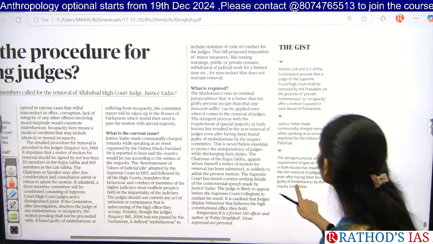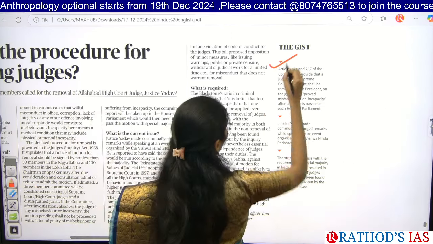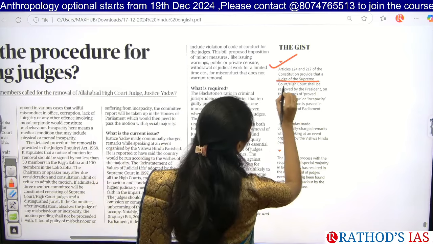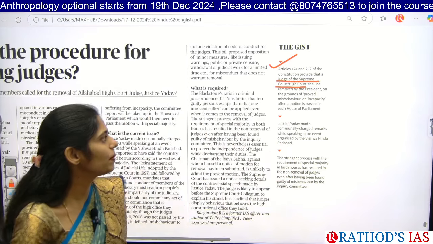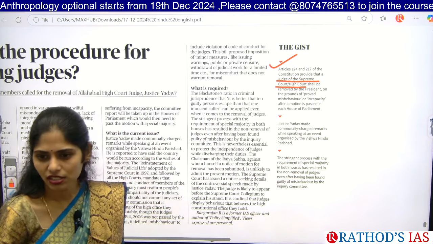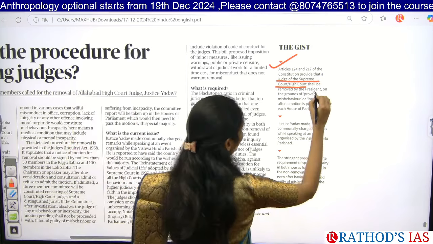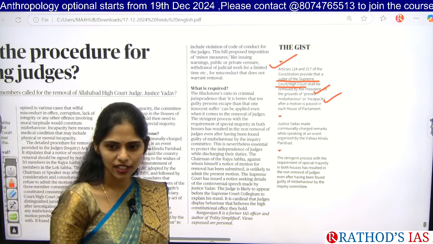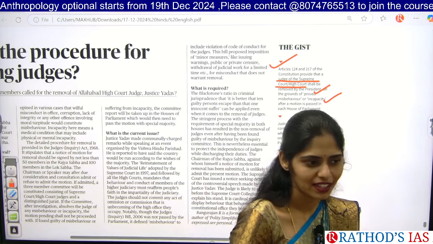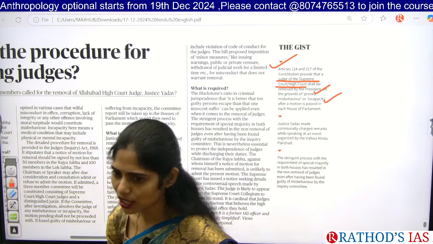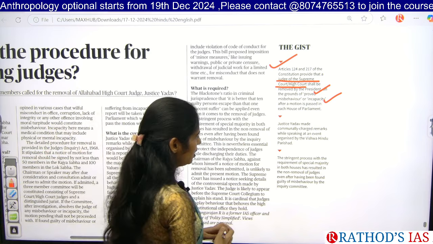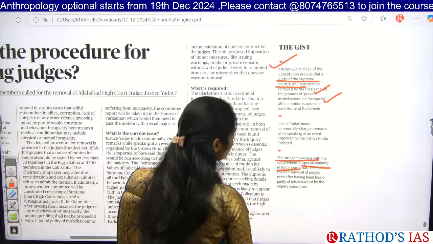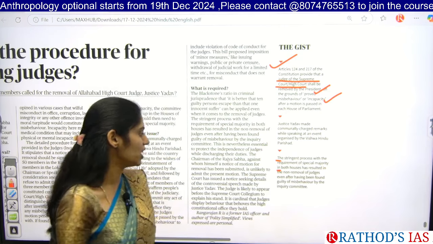Okay, so this article is saying that Article 124 and Article 217 of our Constitution talk about judges of the Supreme Court and High Court, who will be removed by the President. So what are the conditions? Misbehavior and incapacity. This motion should be passed by the houses, right? So what is the majority that we require? Simple majority or special majority? Special majority. Okay, so this process is very long. We need special majority in both the houses for the removal of judges.